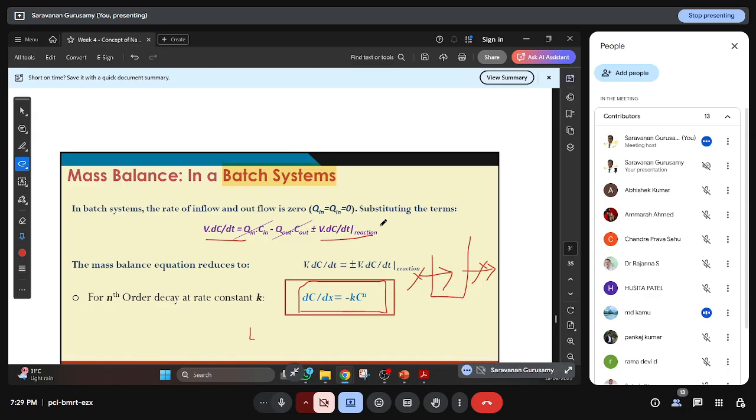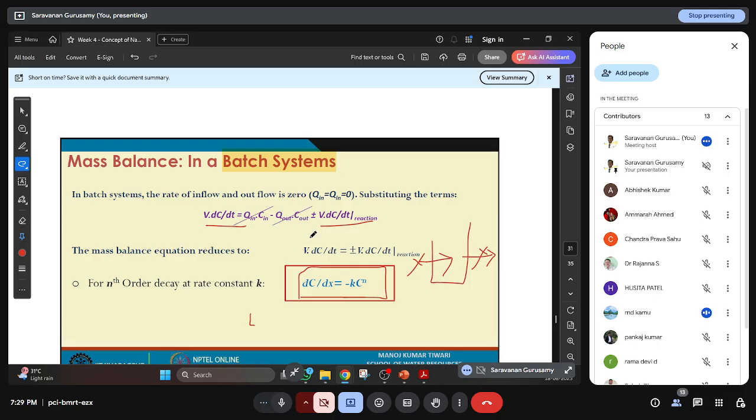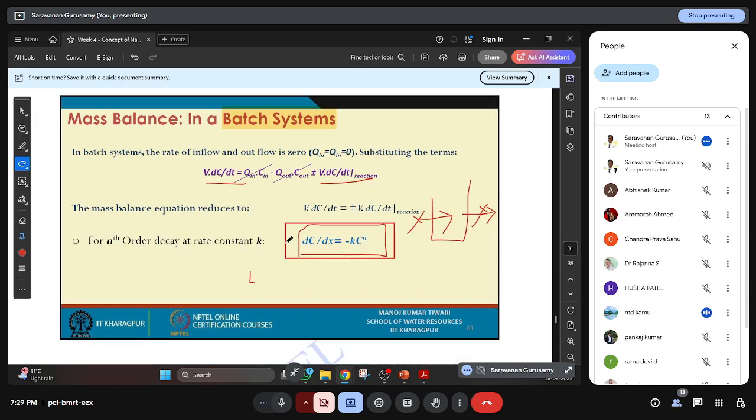Can I interfere, please? Yeah, please. In case of steady flow and non-conservative state, the concentration in the reactor and the concentration in the outflow, will they be similar or different? In the continuous tank you are asking, or in the batch reactor? You are talking about the continuous tank, CSTR.